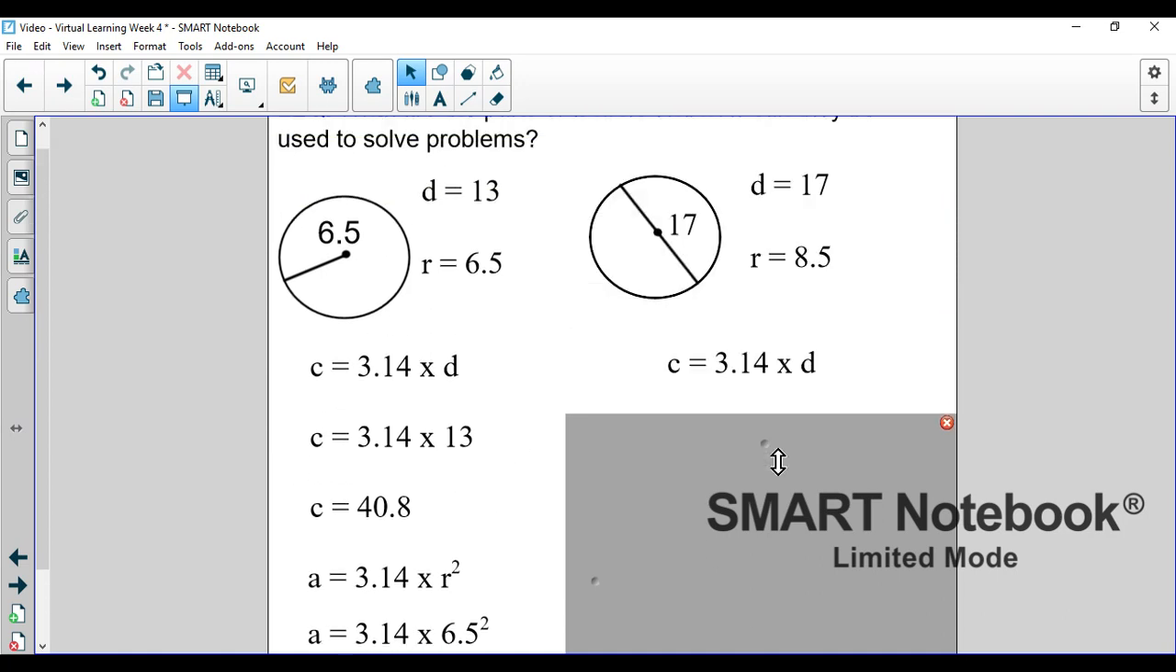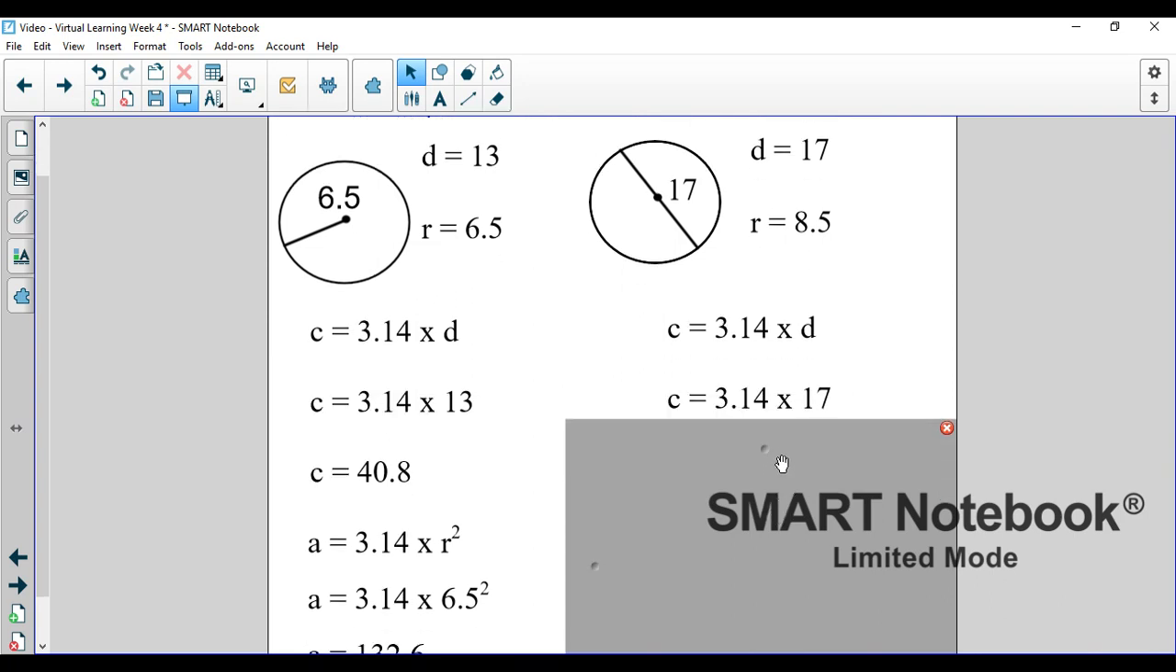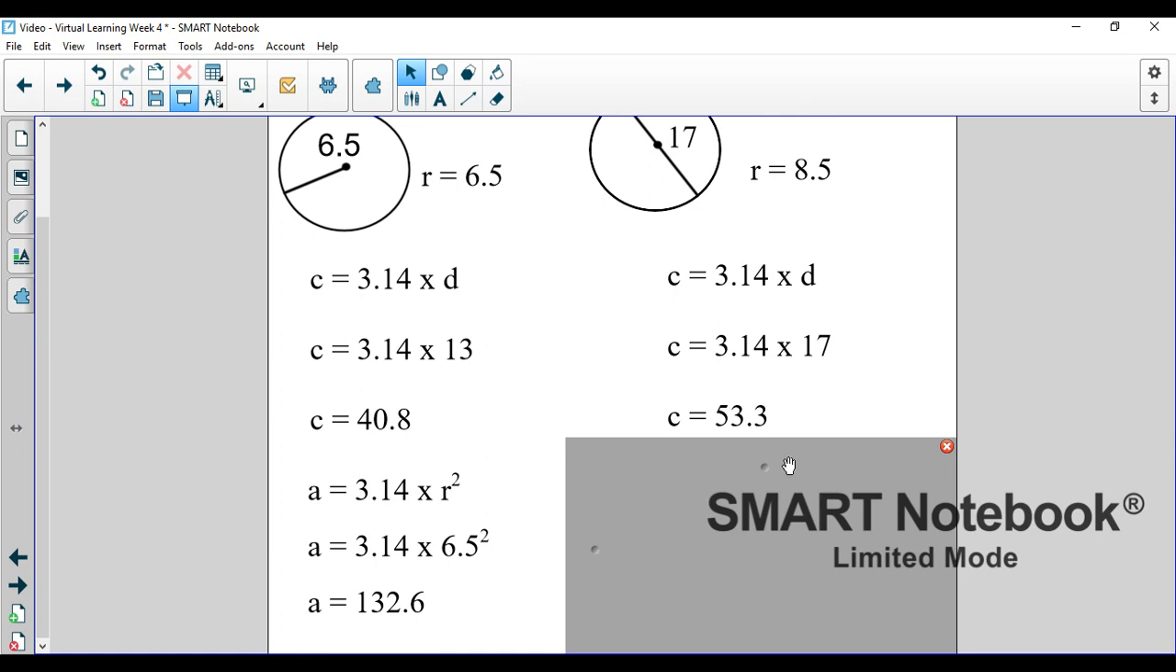The question on the right, same thing. First thing I wanted to do was what information was given. They gave me the diameter. The diameter goes all the way through a circle and goes through the middle. So the diameter was 17. The radius is half as big. So I'm going to multiply that by 1/2, or do 17 divided by 2. Again, my formulas stay the same. Pi times diameter to find my circumference. Pi times 17 would give me approximately 53.3.